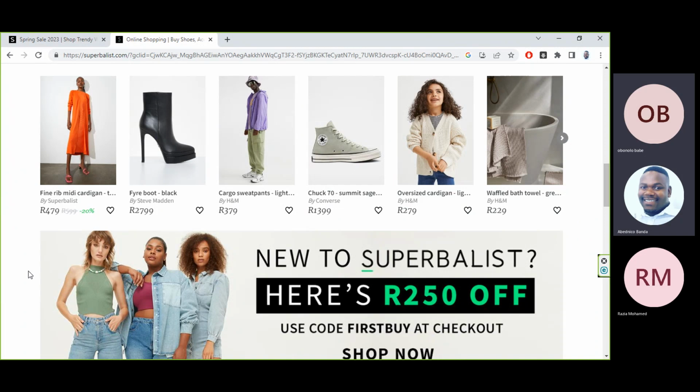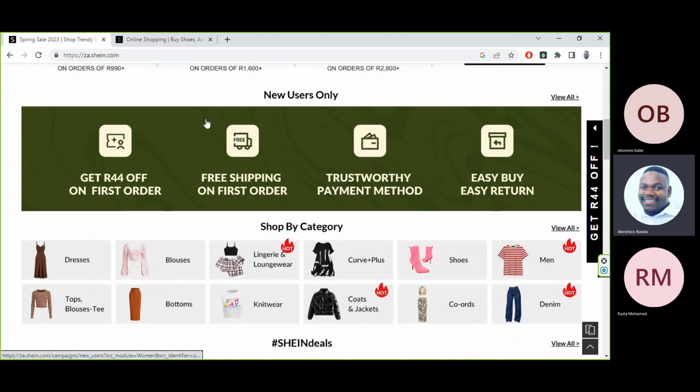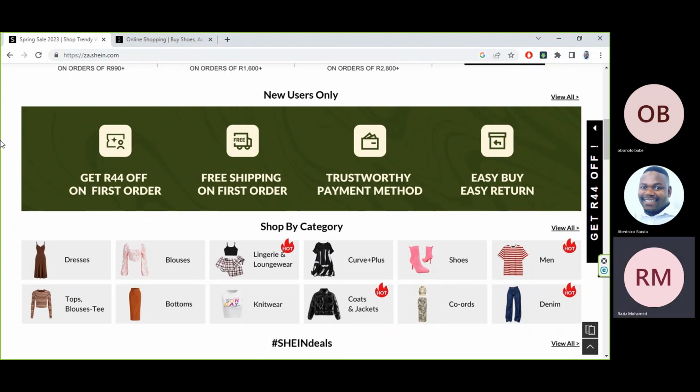All right, then let's move on to user experience. If you were to navigate on the Shein website here and you navigate on Superbalist, which one do you think you can have a good experience when using their platforms, be it an app, be it the website? I think Superbalist, personally.